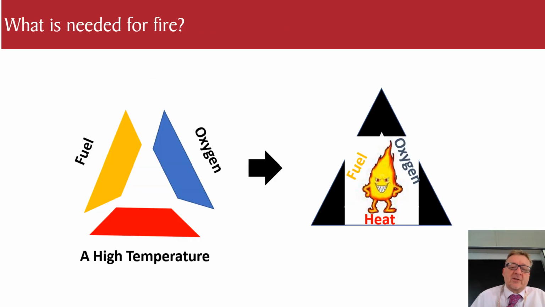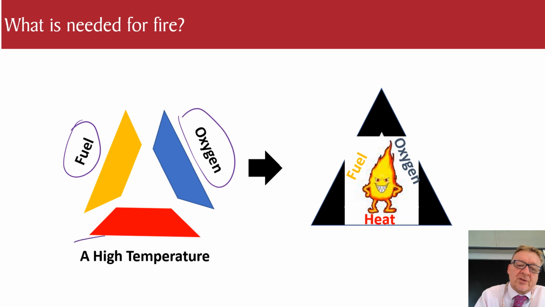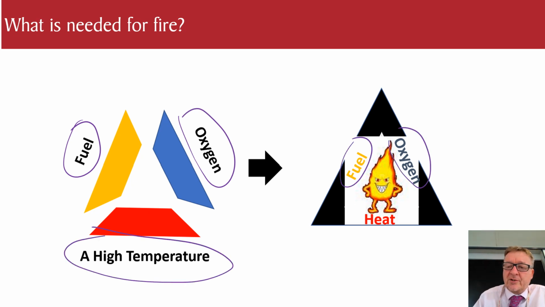Now, the fire triangle. There are loads of different versions of fire triangles. What I've got here is you've got to have fuel, you've got to have oxygen, and you've got to have a high temperature, or heat. If you take any one of them away, the fire goes out. Take away the oxygen, you've got your fuel, you've got a high temperature, but you now have no fire.